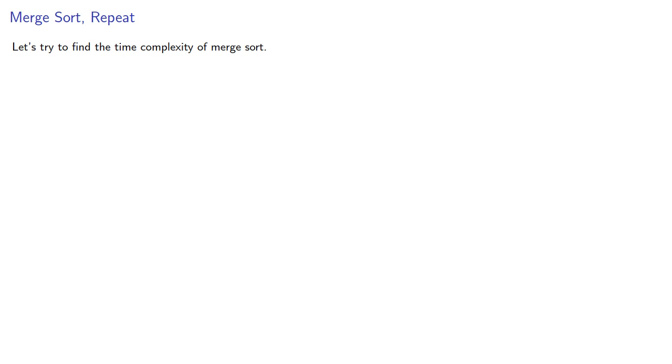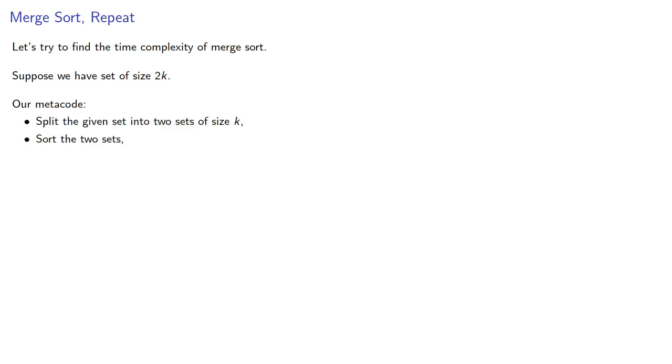So let's try to find the time complexity of merge sort. Suppose we have a set of size 2k. Our metacode is to split the set into two sets of size k, sort the two sets, then merge the two sets.